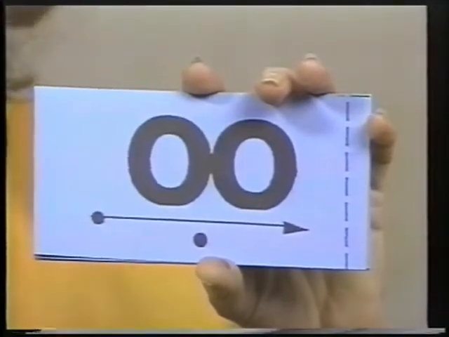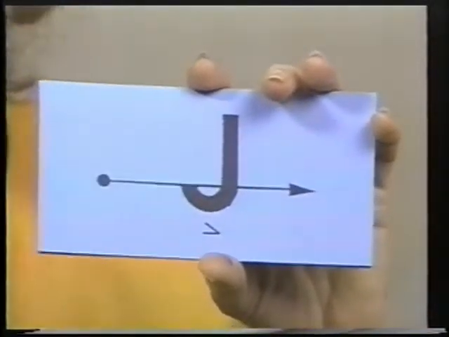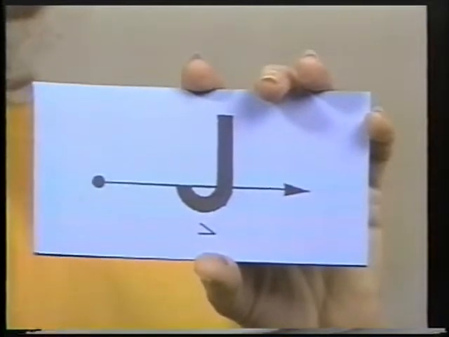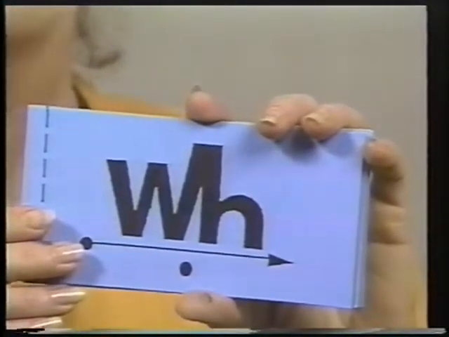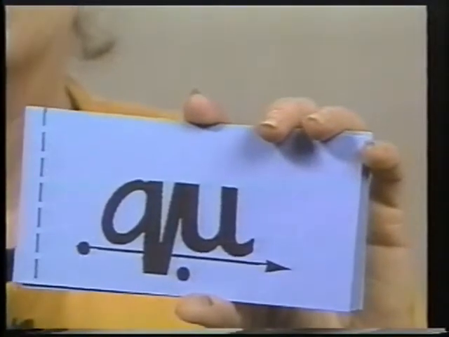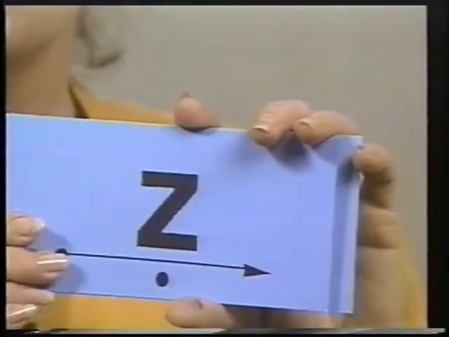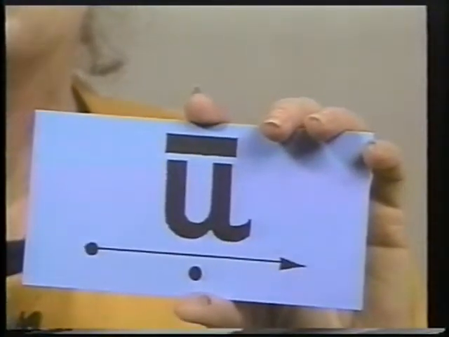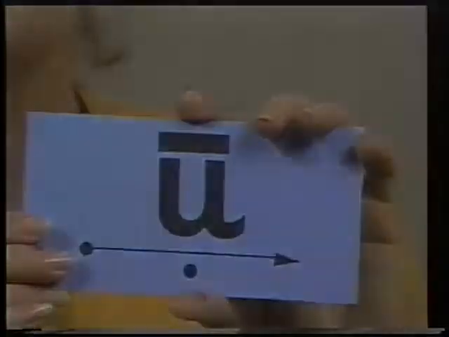The letters OO make the sound oo, as in moon. The letter J makes the sound J, as in jump. The letters WH can be pronounced just like the letter W. Woo. The letters QU make the sound kw, as in queen. Z, as in zoo. U with a macron is pronounced U, as in cute.